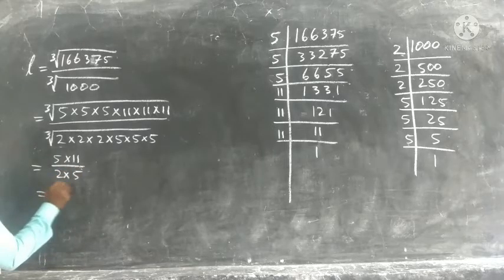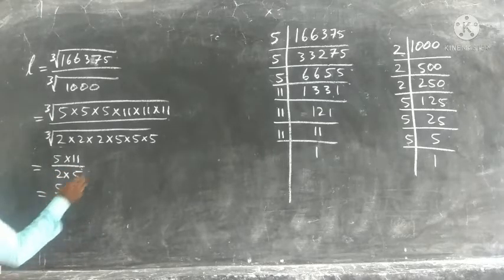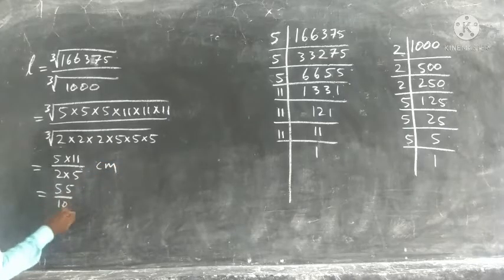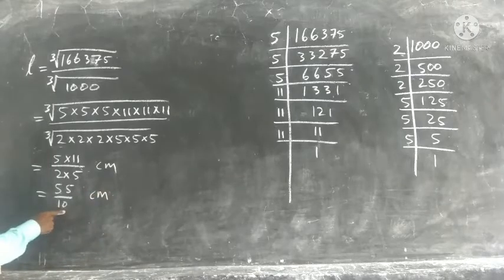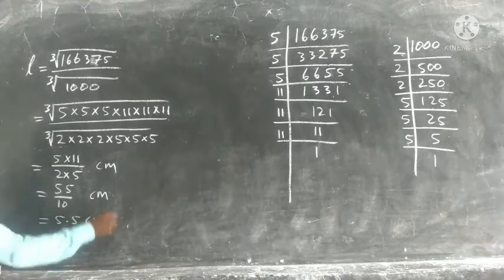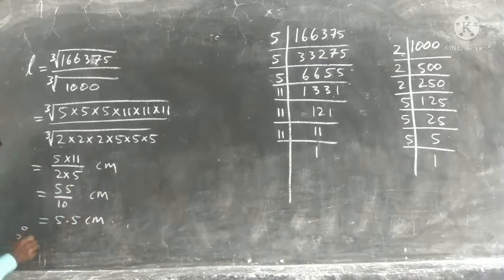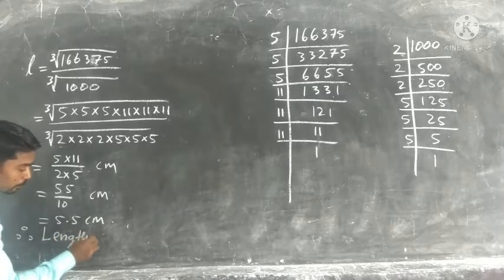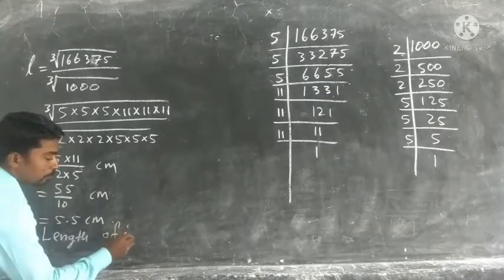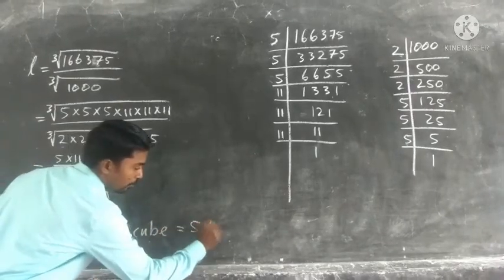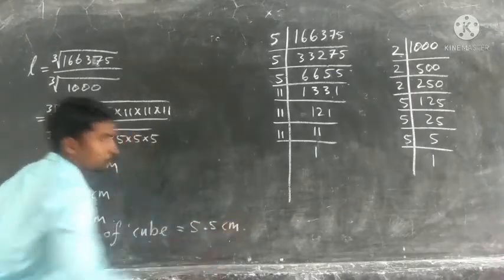5 11s are 55 divided by 10. 55 divided by 10 will get 5.5. Therefore, length of cube is equal to 5.5 centimeter.